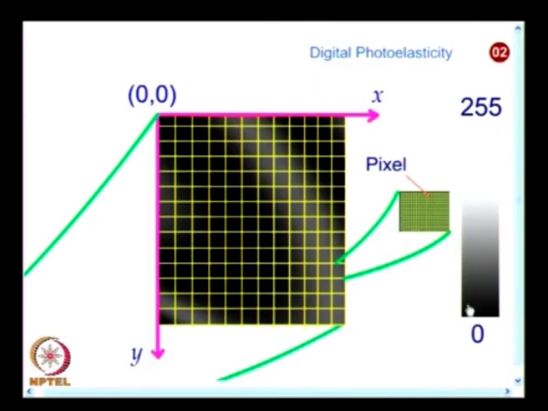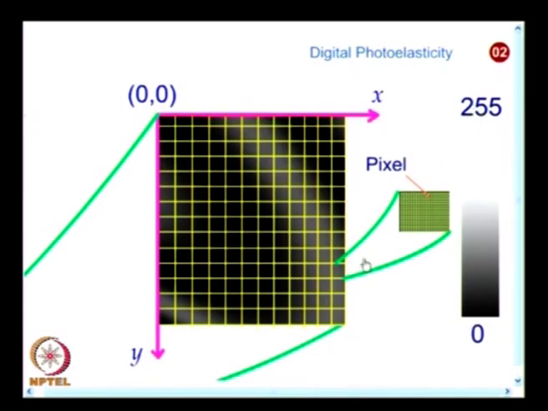And what you also see here is a bar which goes from pitch black to pure white, and you label this as 0 for pitch black, and for white you label it as 255. So, for each of these pixels you are going to assign a number between 0 to 255.